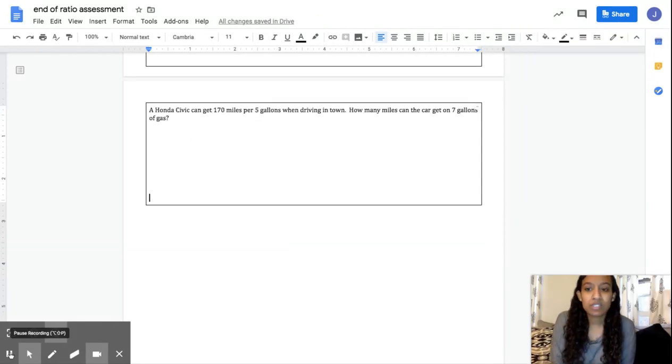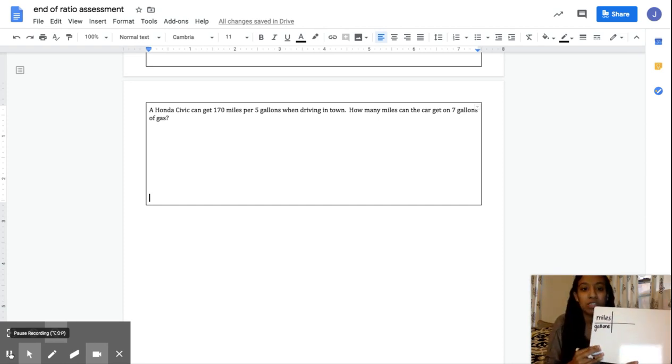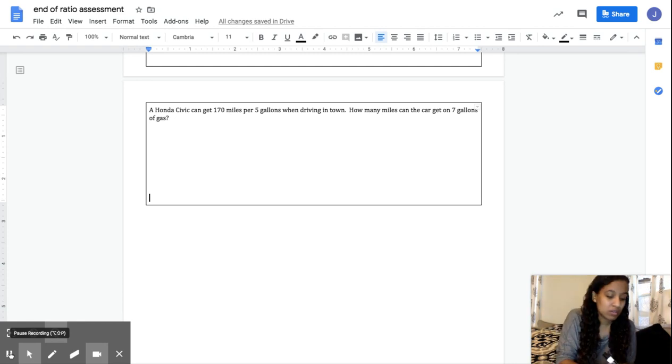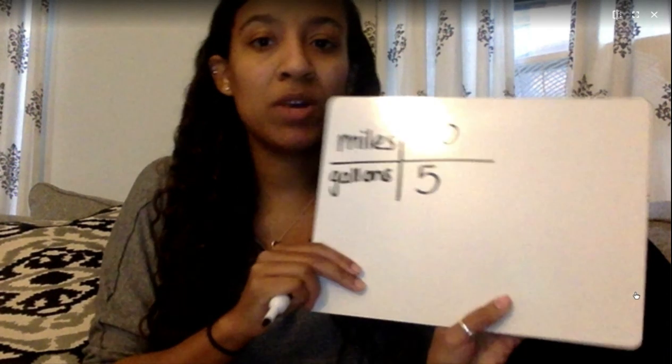Our next question here is different, but we can still use a ratio table to solve. A Honda Civic can get 170 miles per 5 gallons of gas when driving in town. How many miles can the car get on 7 gallons of gas? So again, we've got a ratio. We've got miles and gallons. So I'm going to set up a table with my miles and gallons. And I'm going to first use what information is given. 170 miles for 5 gallons. Let's zoom in. And I want to know how much for 7 gallons.